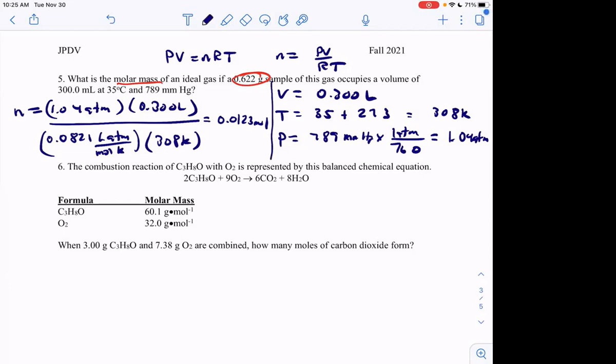And now I can simply take the mass, divide by the moles to get my molar mass. 50.1 grams per mole.